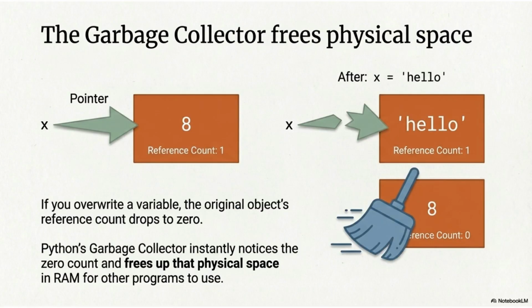address. If you overwrite a variable, the original object's reference count drops to 0. Python's garbage collector instantly frees up that physical space in RAM for other programs to use.